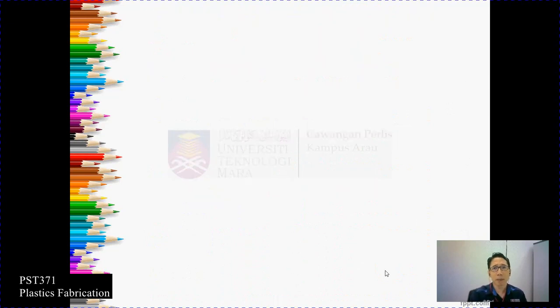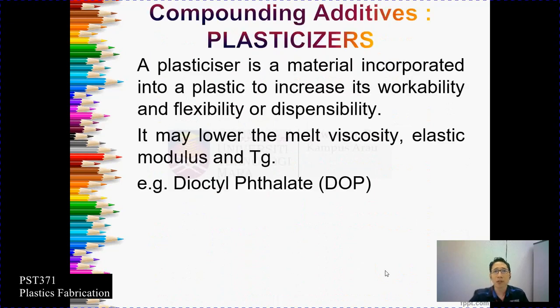The second additive is the plasticizers. A plasticizer is a material incorporated into a plastic to increase its workability, flexibility or dispensability. It may lower the melt viscosity, elastic modulus, and Tg. An example of a plasticizer is DOP, dioctyl phthalate. Okay, usually the plasticizer commonly used in our industry is to soften the material. First, to increase the workability and flexibility of the polymeric material itself. The second one, plasticizer is used to modify the properties of the material.